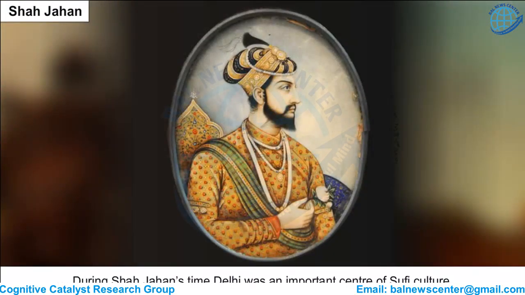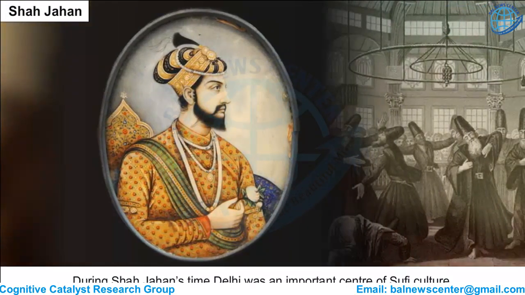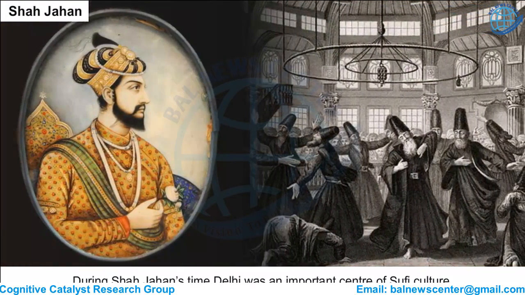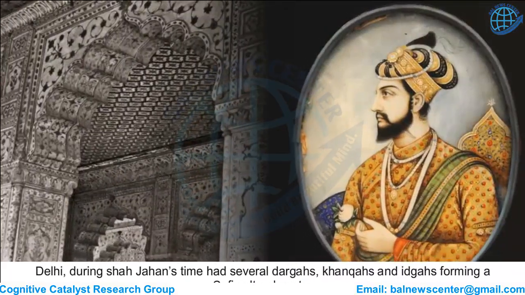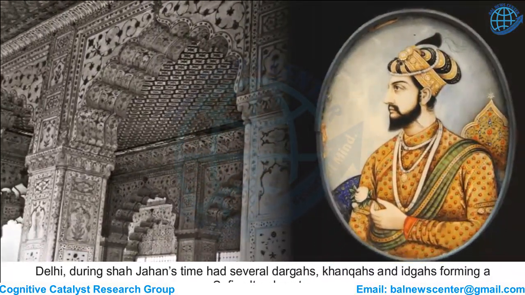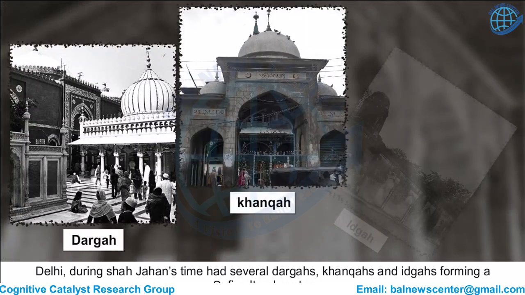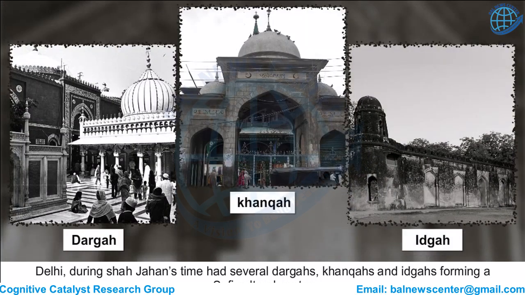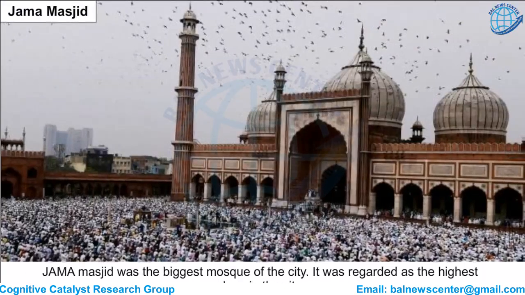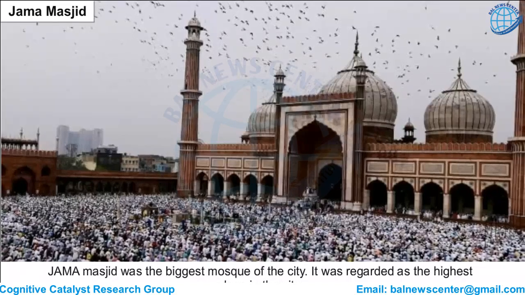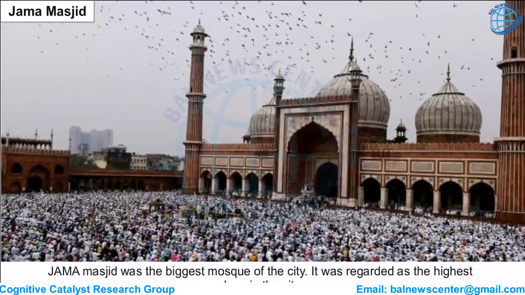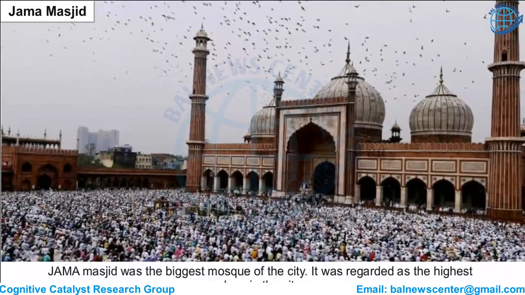During Shah Jahan's time, Delhi was an important center of Sufi culture. It had several dargahs, khanqahs and idgahs forming a Sufi cultural center. Jama Masjid was the biggest mosque of the city. It was regarded as the highest place in the city.